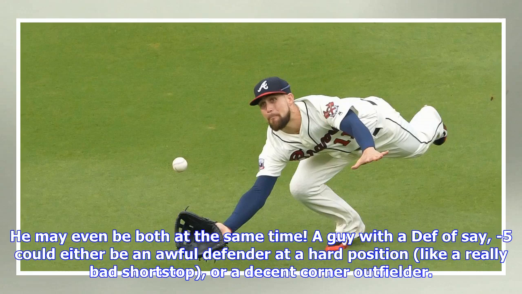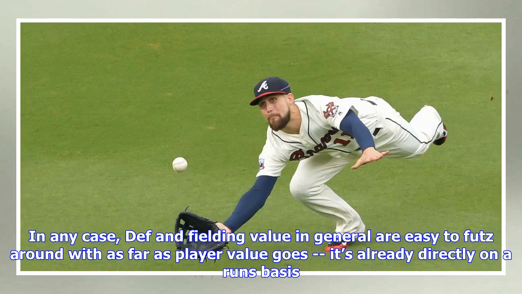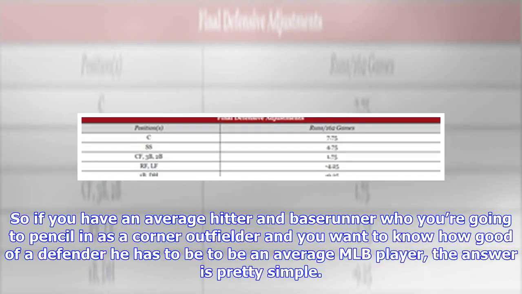A guy with a def of, say, -5 could either be an awful defender at a hard position, like a really bad shortstop, or a decent corner outfielder. Or, again, maybe both. In any case, def and fielding value in general are easy to futz around with. As far as player value goes, it's already directly on a runs basis. So if you have an average hitter and base runner who you're going to pencil in as a corner outfielder and you want to know how good of a defender he has to be an average MLB player, the answer is pretty simple.